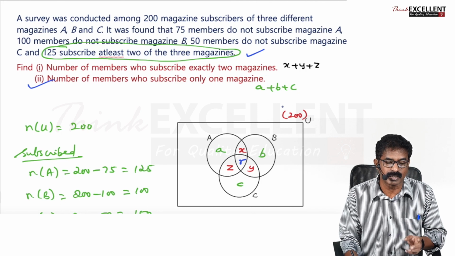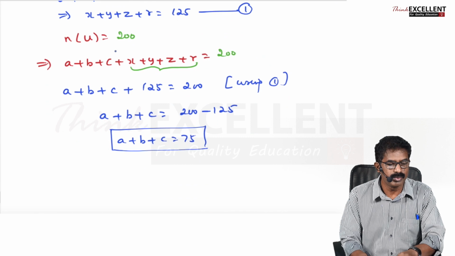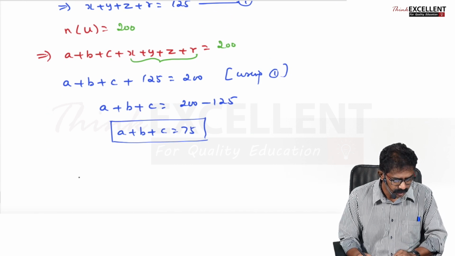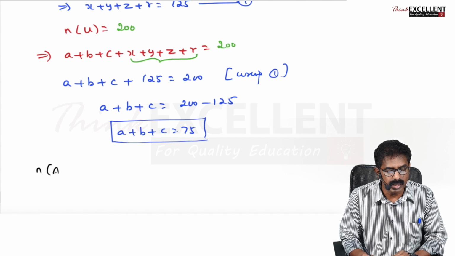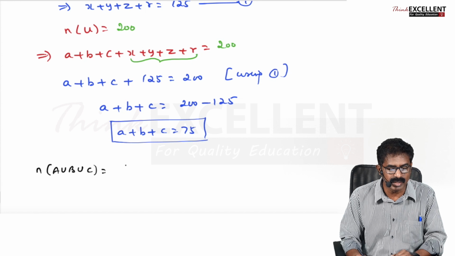Now one more we need: X plus Y plus Z. Listen, how to do that one. For that we do it in a different way. We use a formula. What formula? N of A union B union C. This is the last step. Listen carefully. N of A union B union C.